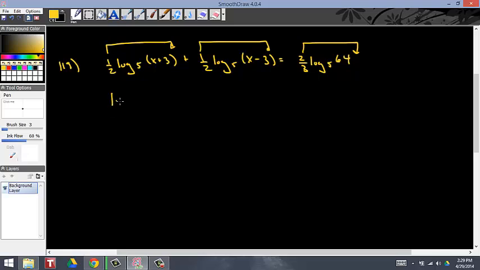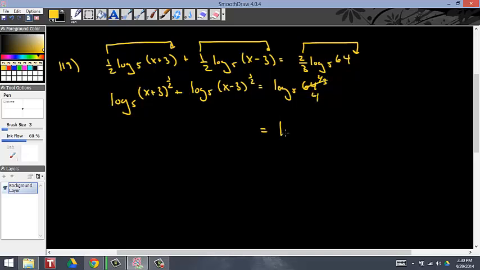Okay, so what we have here is log base 5 of (x plus 3) to the 1/2 plus log base 5 of (x minus 3) to the 1/2 equals log base 5 of 64 to the 2/3. Now, 64 to the 2/3 is the easiest part. Root down, then power up. 64 to the third root is 4. 4 squared is 16. So you really have log base 5 of 16.